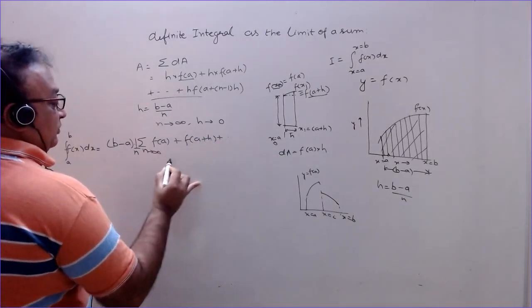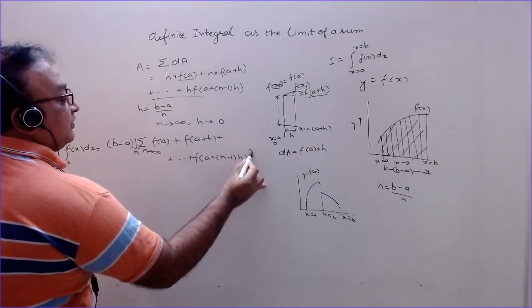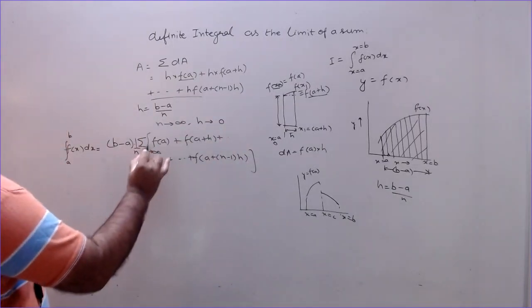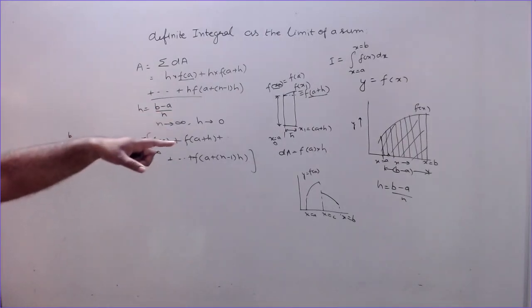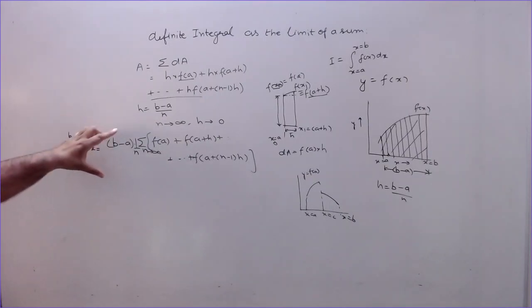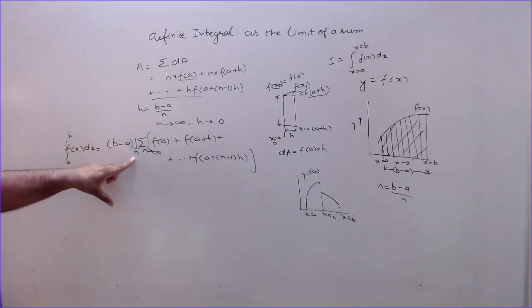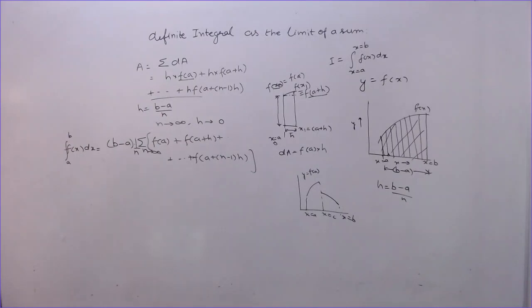Then f of a plus 2h, and the nth term is a plus n minus 1 into h. So friends, this will give you the area under this curve, which is nothing but the integration, assuming that the function f(x) is continuous. If it is continuous, only then can you evaluate this. So this is the value of h, b minus a divided by n, where n is tending towards infinity. So f(a plus h) you can find by putting x equal to a, x equal to a plus h, and so on.